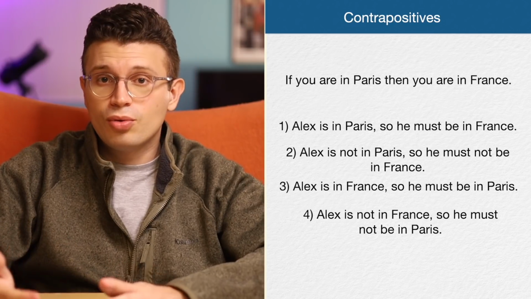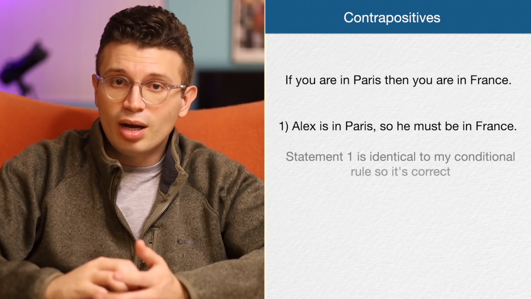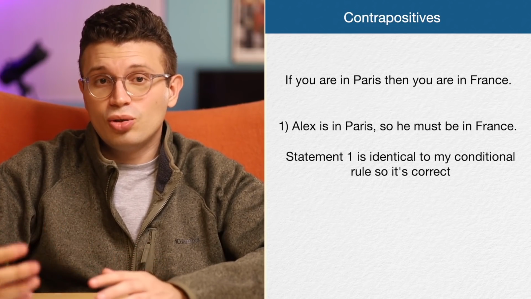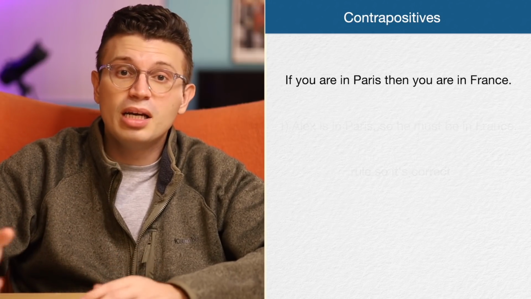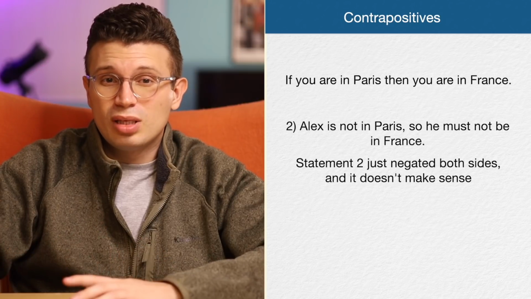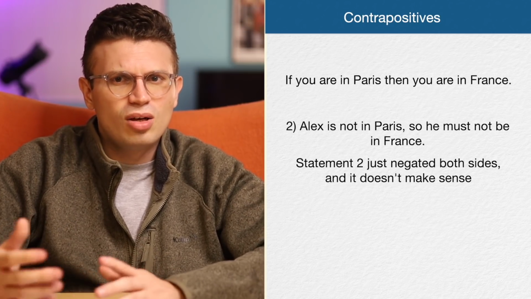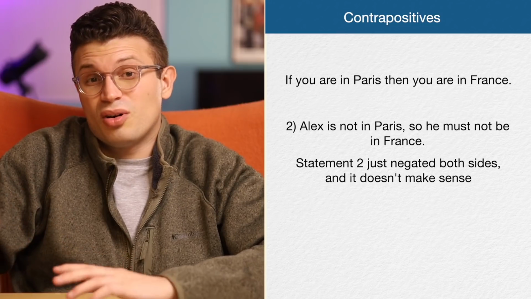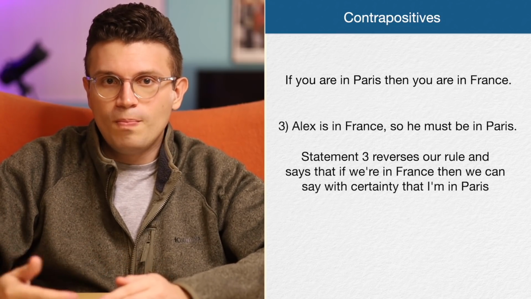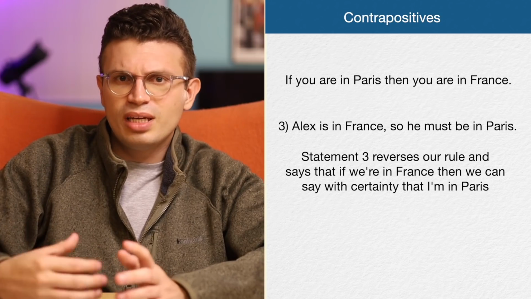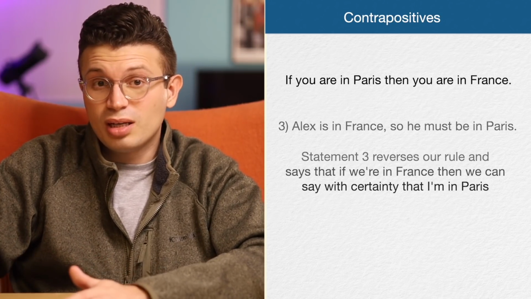All right, let's go through statement by statement and see which one is correct. All right, statement 1 is identical to my conditional rule, so it's correct, right? That fits. It's just rewording. I'm saying the same thing. All right. Statement 2 just negated both sides, and it doesn't make sense. Just because we're not in Paris doesn't mean we're not in France. We could be in Cannes or Nice or really anywhere else in France, right? Normandy. Statement 3 reverses our rule and says that if we're in France, then we can say with certainty that I'm in Paris, which again doesn't make sense. We could be somewhere else in France.